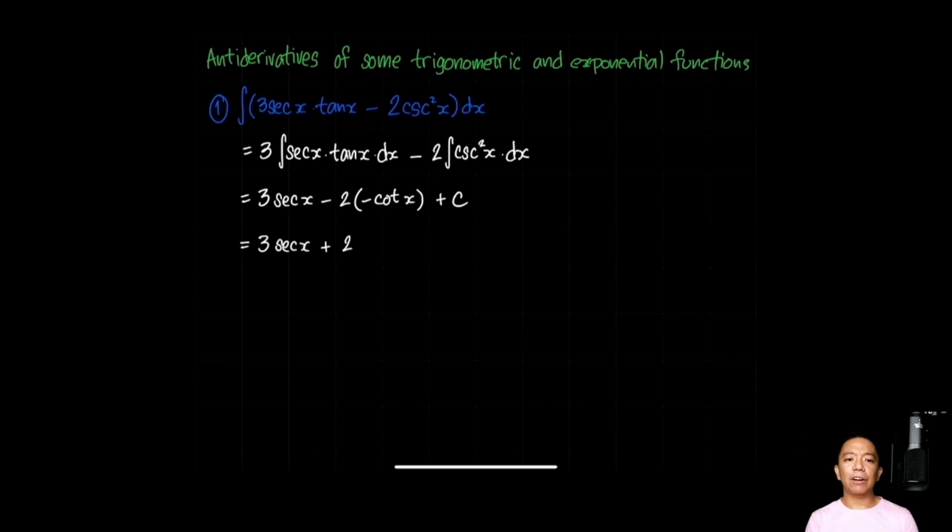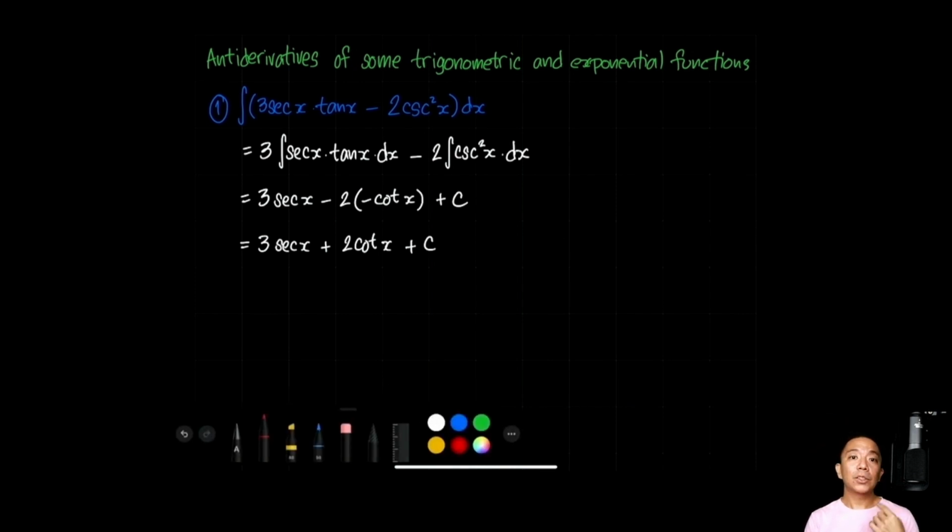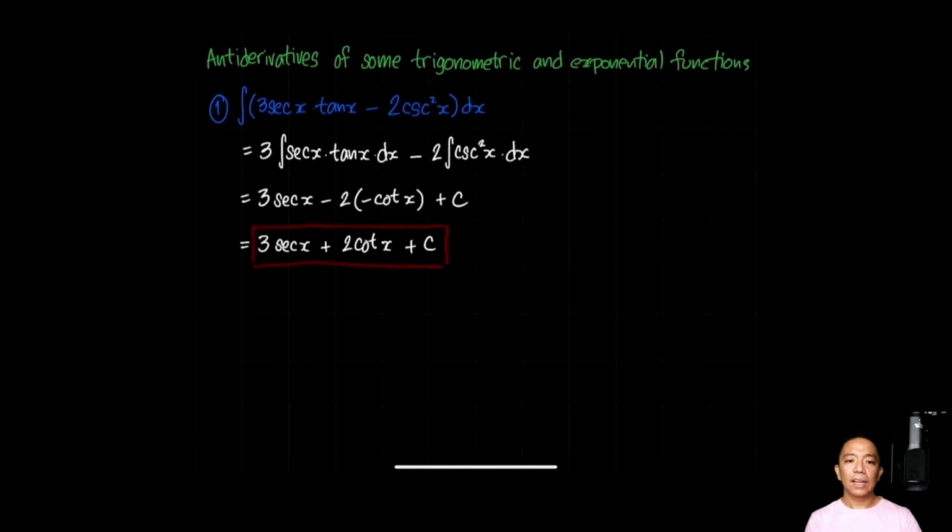And let's just simplify our final answer to be 3 secant x plus 2 cotangent x plus C. Let's highlight this with a box. And you may want to pause it and check if your answer is correct. Once you're done, let's continue.